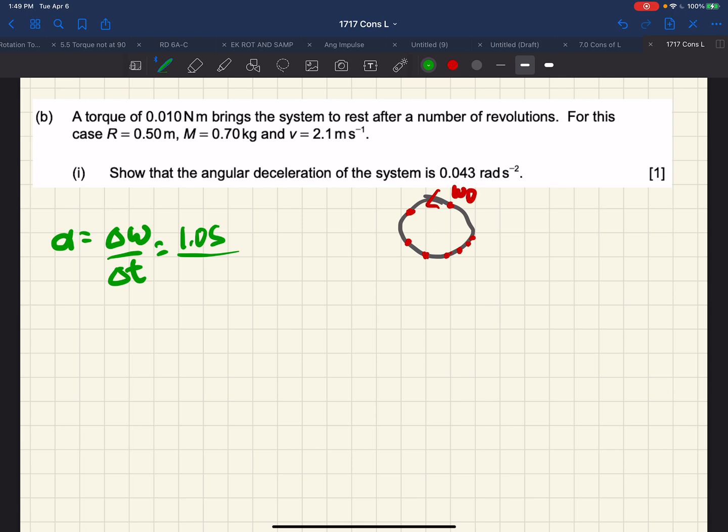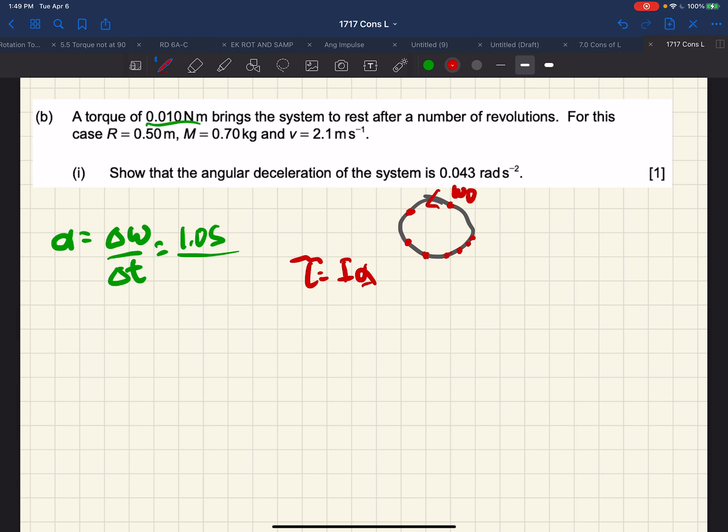Now, how long does it take for that thing to come to a stop? Well, the other information we haven't used is this torque. And we know torque is I alpha. We're looking for alpha, and we haven't been given what I is either.